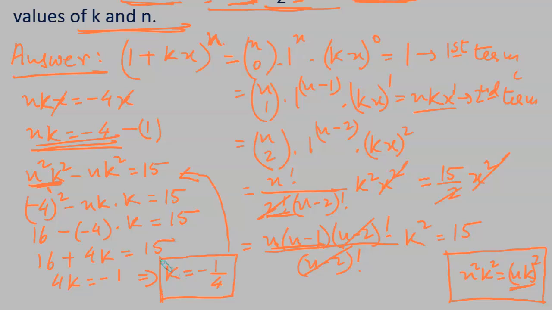So this is one of the values that we were asked to get. K is equal to -1 over 4. Okay, let me make this an ellipse instead of a rectangle, because I have made a rectangle around k equal to -1 over 4. So this one is an ellipse. And now what is remaining? Value of n.